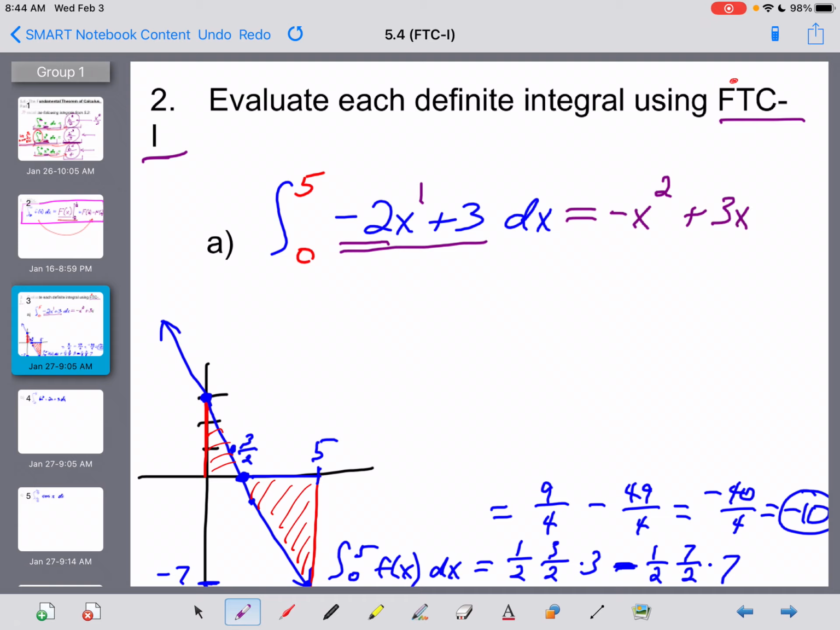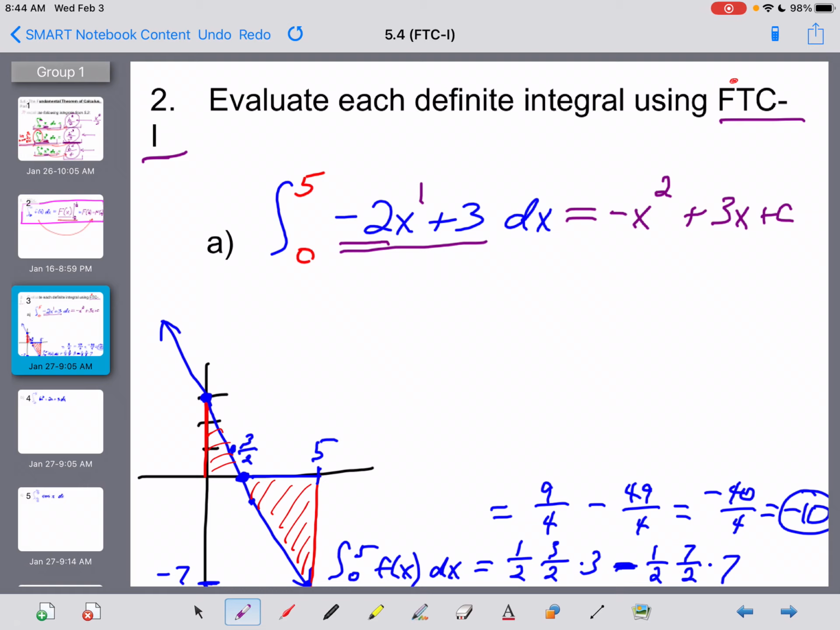Now, normally, with an antiderivative, we would put a plus c right here. And I'm going to do it just this once to prove a point to you guys. You will never see me do it again, and I'll show you why in a moment. So what we have here, negative x squared plus 3x plus c, that is our antiderivative here.